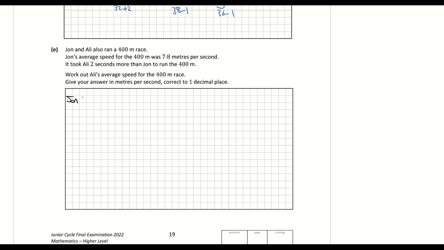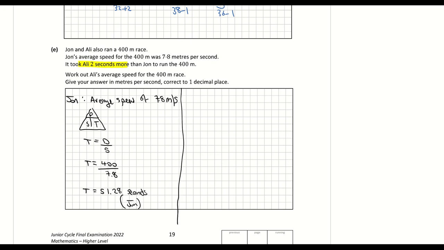So let's look at John here for a second. John has an average speed of 7.8 meters per second. Now, if we look at our distance, speed and time triangle here, I'm trying to find the time. How long did it take John to complete the race? Because it's telling us in the question that it took Ali 2 seconds more. So it's focusing in on time here. Time is found by dividing distance by speed. I have all that information from the question, because the distance of the race was 400 meters and John's speed was 7.8 meters per second. Working that out on my calculator, I'm finding out that John completes the race in 51.28 seconds. So that's John.